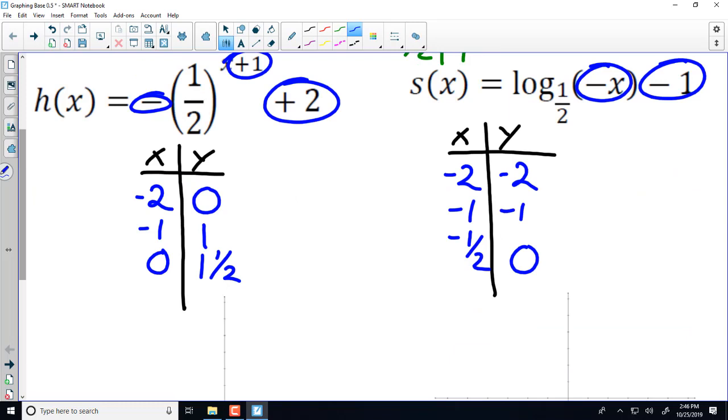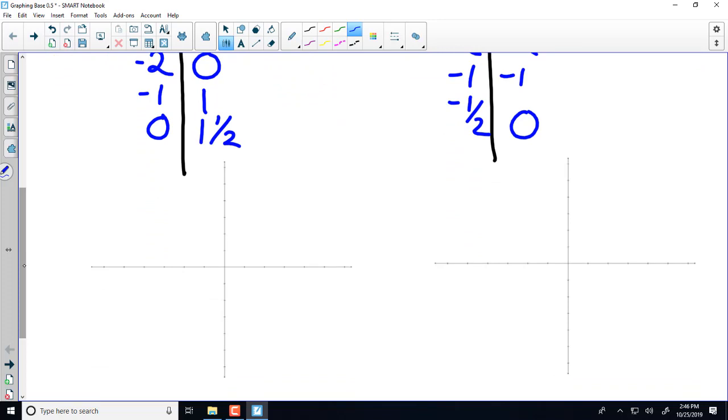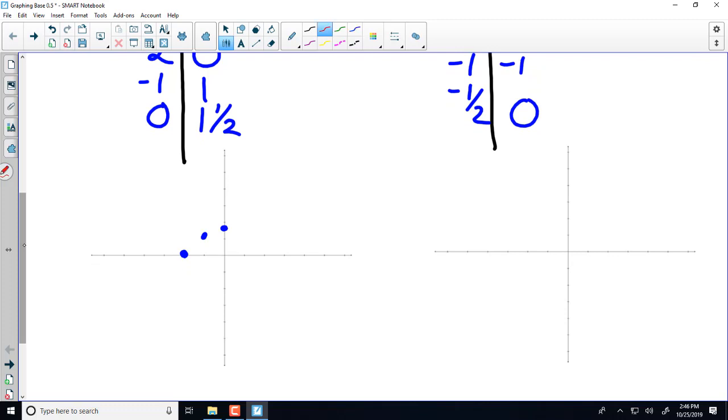So h of x is an exponential graph that has been shifted to the left 1, then reflected over the x-axis, then shifted up 2. Let's plot some ordered pairs. So (-2, 0) right there, (-1, 1) right there, and (0, 1.5) right there. So what happened? Well, it reflected over and shifted up 2 units. So our horizontal asymptote is right here now at y equals 2. And the graph looks like this.